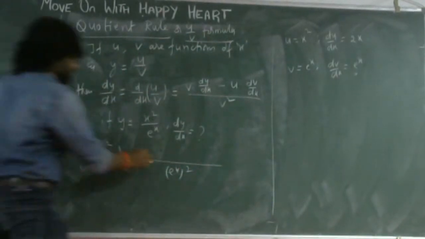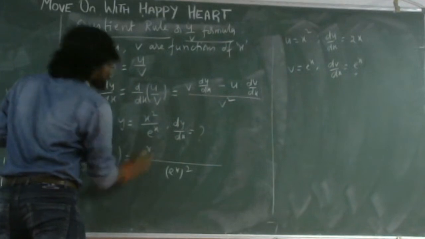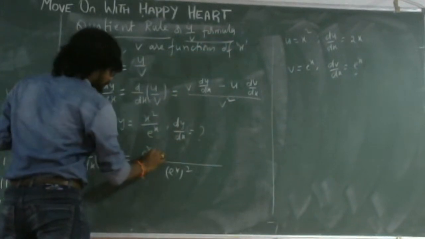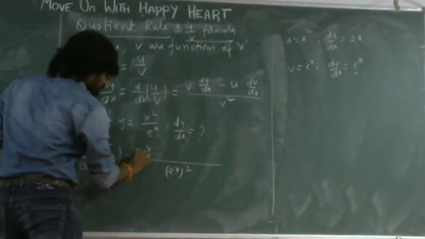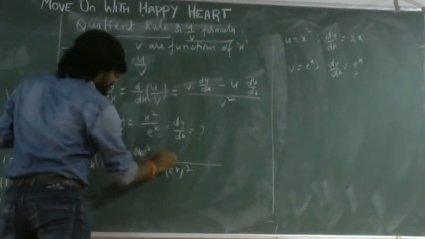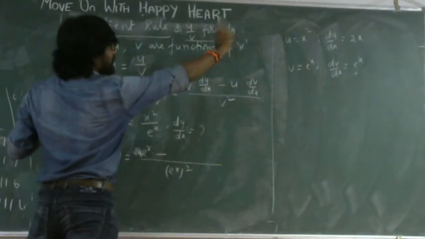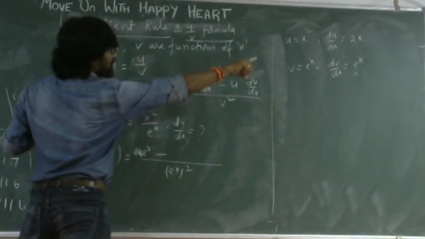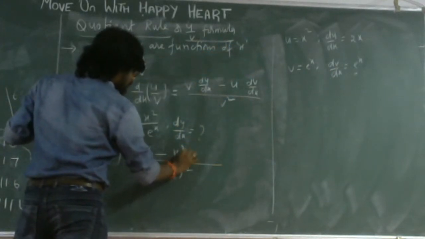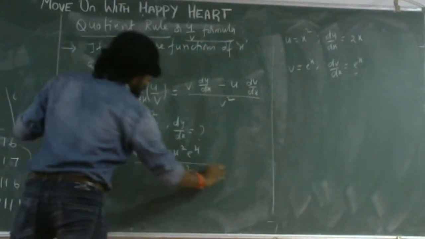Then v, that is e power x, into du by dx, 2x. So I can write 2x into e power x. Minus u into dv by dx. u is x square, dv by dx is e power x. So minus x square e power x. That's it. This is your answer.